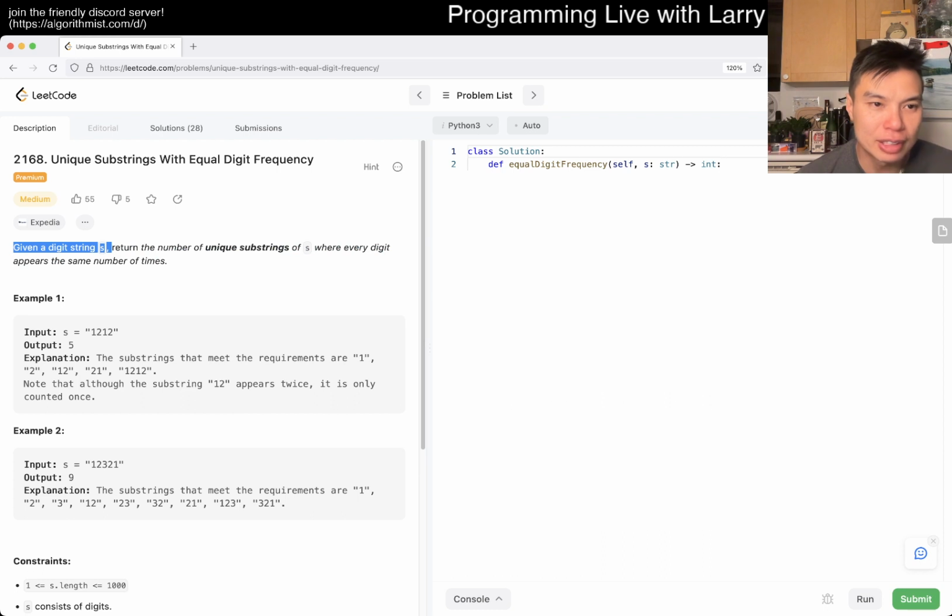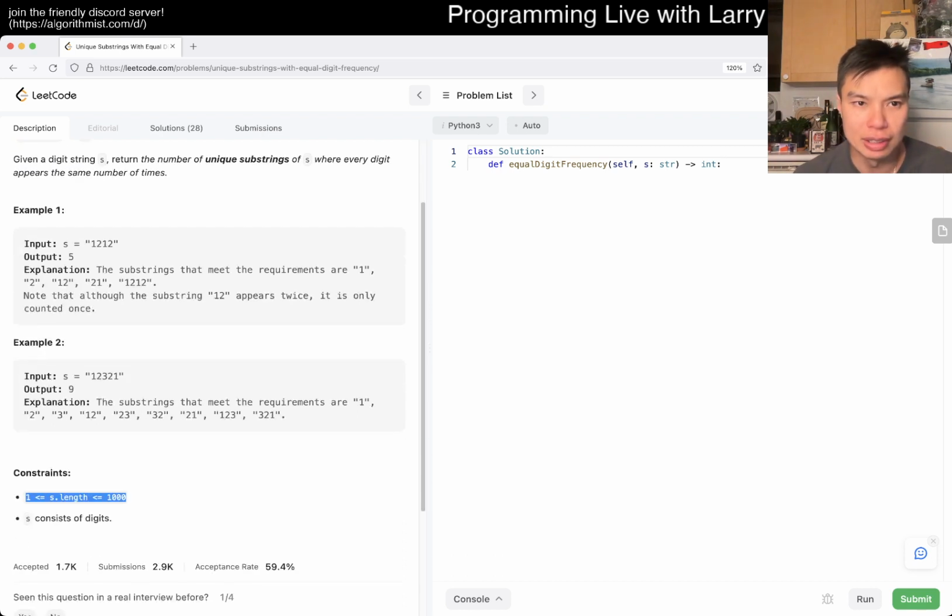All right, what are we trying to do? Given a digit string S, return the number of unique substrings of S where every digit appears the same number of times. S length is at most 1,000.